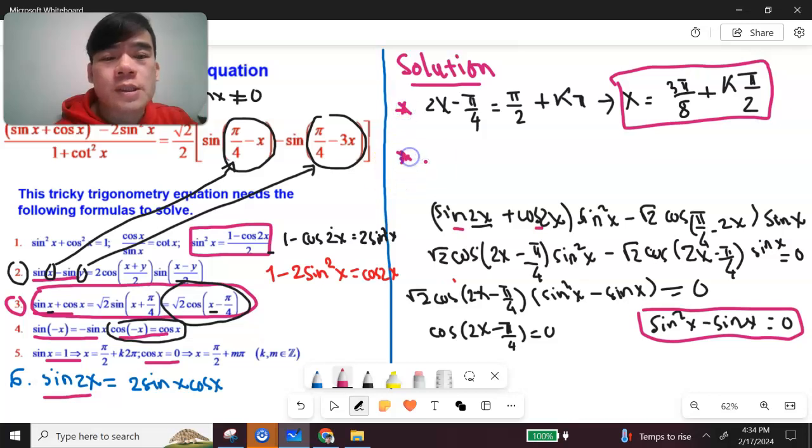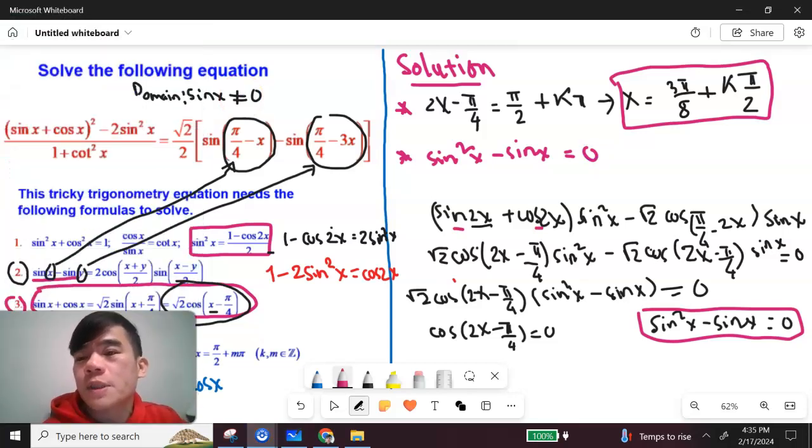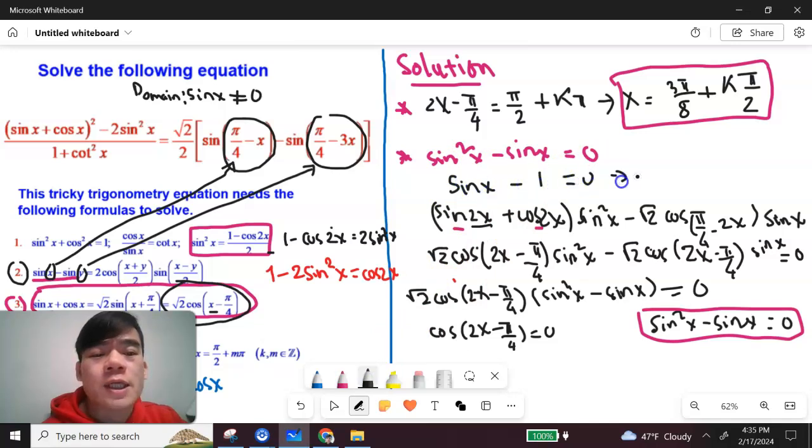The second one: I have sine square of s minus sine s equals 0. Now look at this one. We have the domain at the beginning of the video: sine s is different from 0, because if sine s equals 0, the whole thing is undefined. So because sine s is different from 0, I just divide both sides by sine s. So this one should be sine s minus 1 equals 0, and then add 1 to both sides. So sine s equals 1.